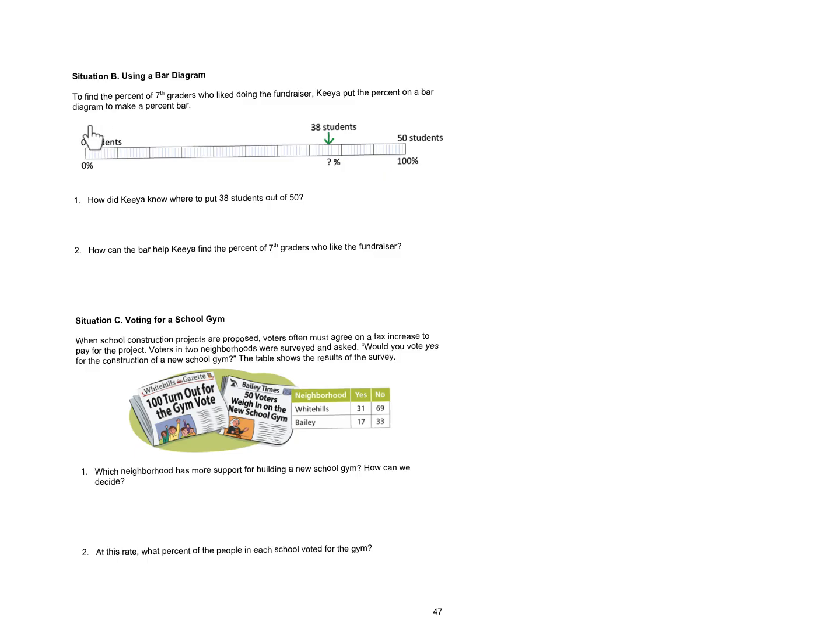So here's the 7th grade one, and it asks, how did Kia know where to put 38 students out of 50? So if 50 is 100%, 38 students would be 76, because that's double that, and that would be the 76 mark. So 10, 20, 30, 40, 50, 60, 70, and 6. There you go. So to answer the second part, the bar helps because we can kind of just visually see where that 76 mark would be. All right, let's move on to situation C.